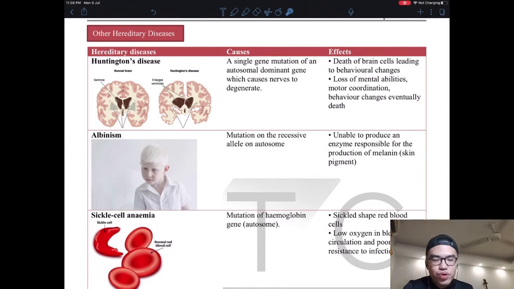Your brain will kind of shrink, something like your muscle atrophy, like the ALS thing. You're born with it, you have no choice. Next, albinism. So what is albinism?